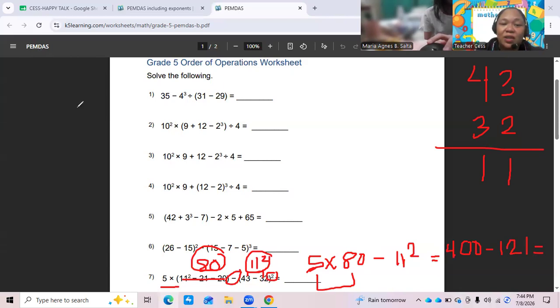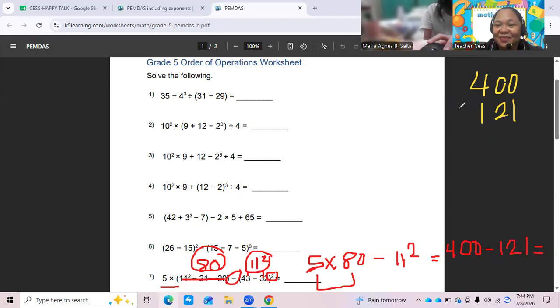400 minus 121. 300? Are you sure? 300-something, 200-something. Let's subtract. Need to get water. Sure.